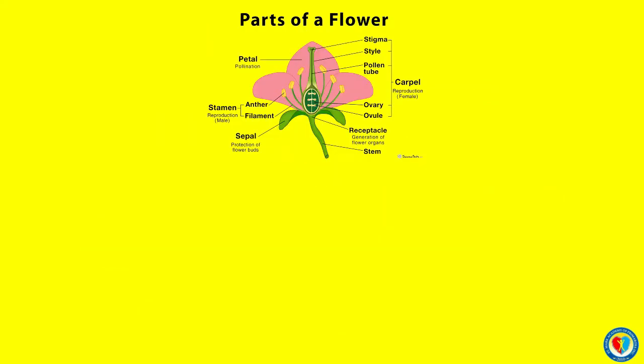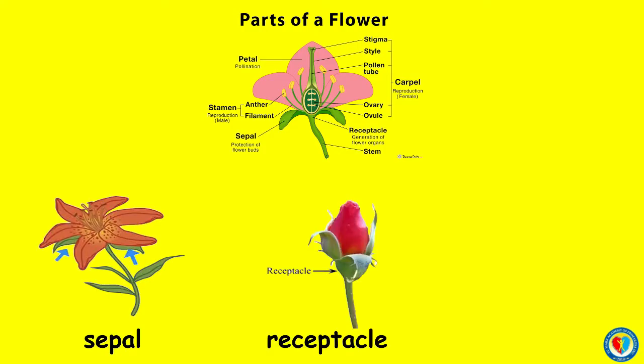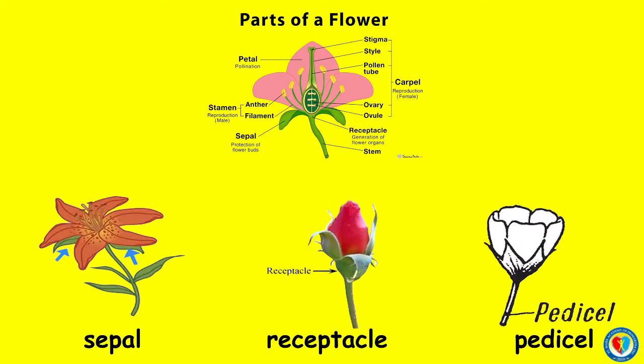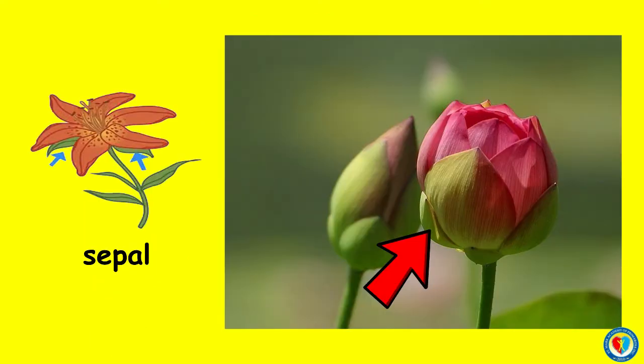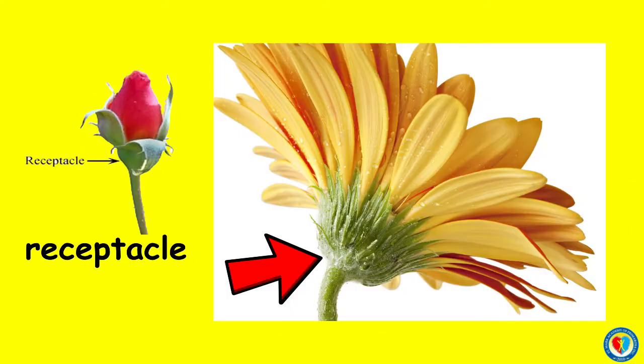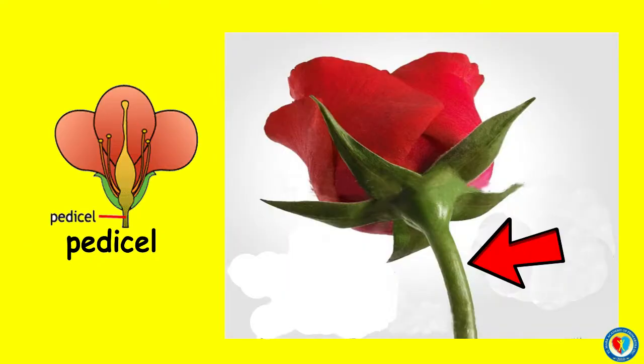The parts of the flower that provide support and protection to the flower are the sepal, receptacle, and pedicel. The sepal is more visible when the flower is just a bud because it protects the bud until it opens and blooms. The receptacle is the base that holds the whole flower. It is also the one that is connected to the pedicel. The pedicel is the flower stalk.